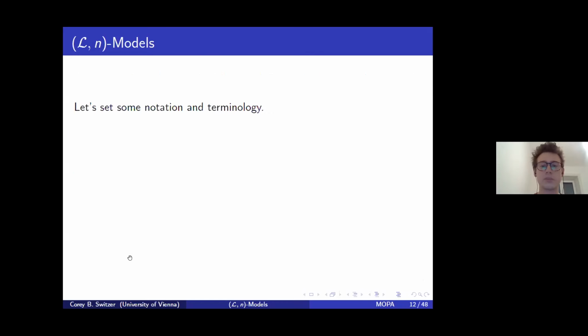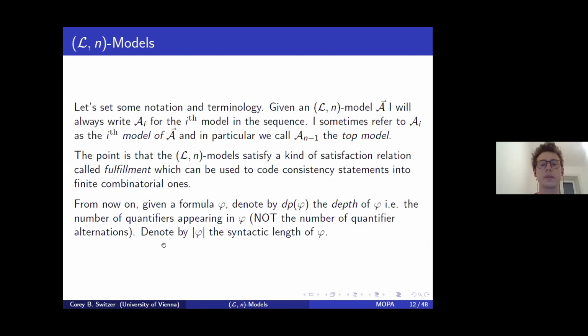All right, and let me set a little bit more notation and terminology moving forward. If I have an Ln model, a vector, I'm always just going to let a sub i be the ith model in my sequence, a standard thing. In particular, the last model in the sequence I call the top model. And the point of this whole definition, and this gets to Vika's question of why I hadn't thought about some of these formulations of satisfaction, is that we don't really care about satisfaction in the partial L structures. Instead, there's a new kind of satisfaction that we define on these sequences, which is called fulfillment, and can be used to code consistency statements into finite combinatorial ones.